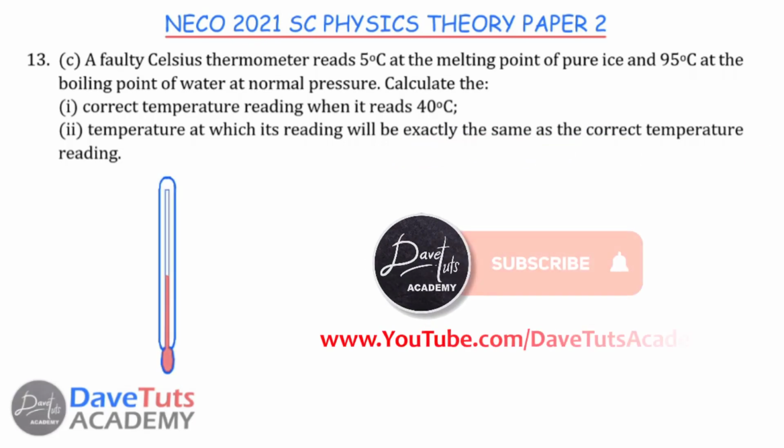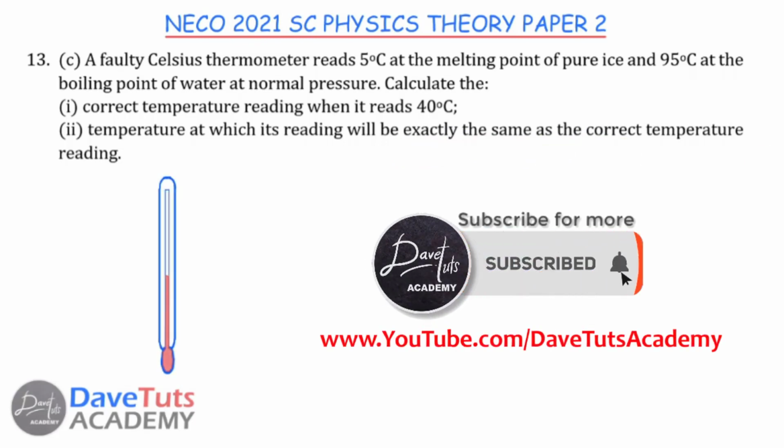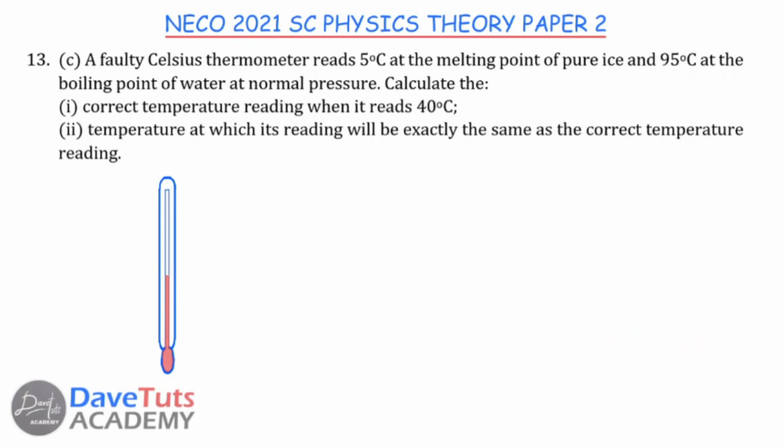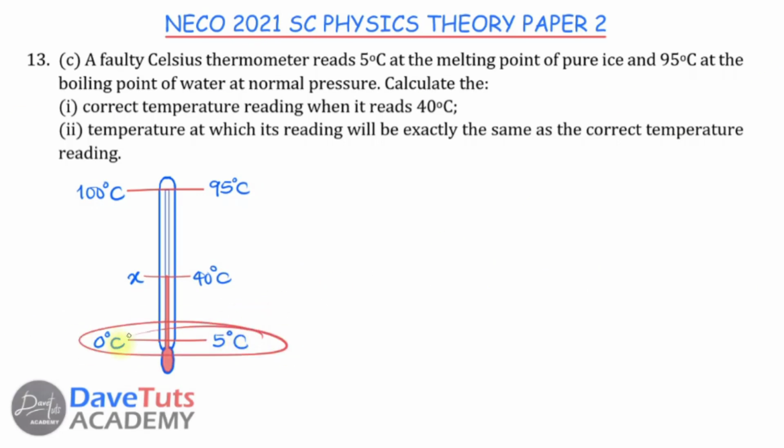No problem. So if we are to look at something like our thermometer here, and with the information that we are given that it is reading 5 degrees Celsius at melting point, we know that melting point originally is 0 degrees Celsius. So we can denote that yes, when it's reading 5 degrees Celsius, it's actually supposed to read 0 degrees Celsius. Quite good to note that. And it's also reading 95 degrees Celsius at the boiling point of water. So we know that the boiling point of water is supposed to be 100 degrees Celsius.